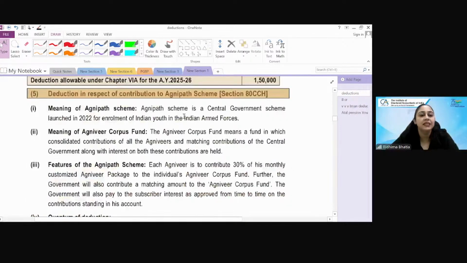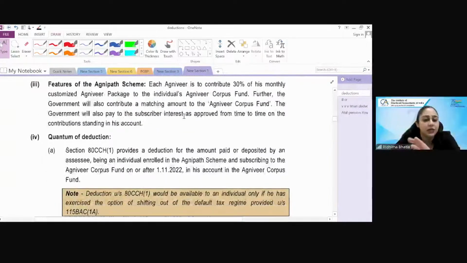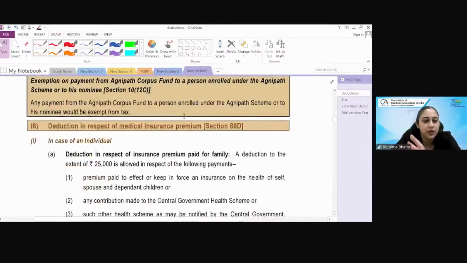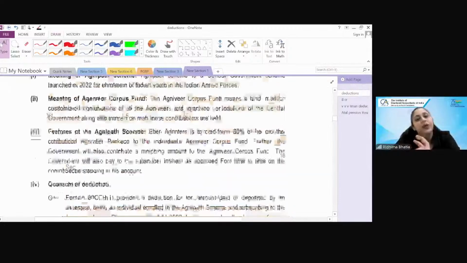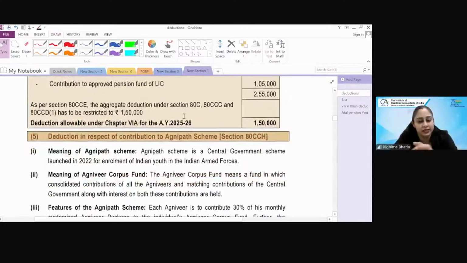Okay. So next deduction is under section 80CCH. Now this is a section which is introduced very recently. This deduction is in respect of contribution to Agnipath scheme. यहाँ पे कहीं पे भी detail में I don't think so Agnipath scheme दिया हुआ है. Let me tell you very quickly what Agnipath scheme actually is.